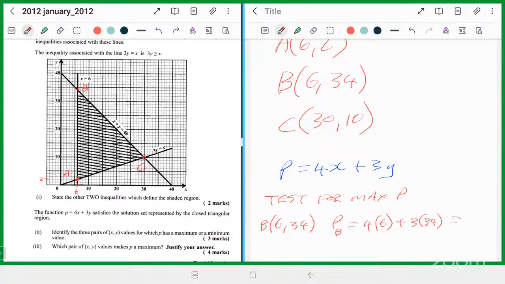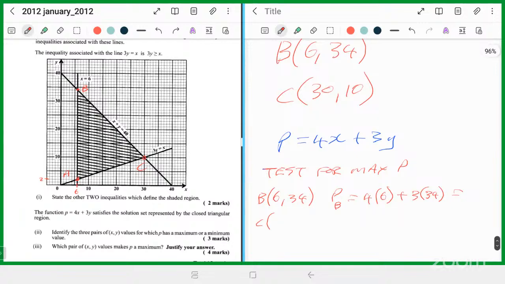Somebody write this out for me. And let's test the C. At C, which is (30, 10), the P at C will be 4 times the x value, which is 30, plus 3 times 10. What does the first one work out to? 126? And this one is 120 plus 30, second one, 150.